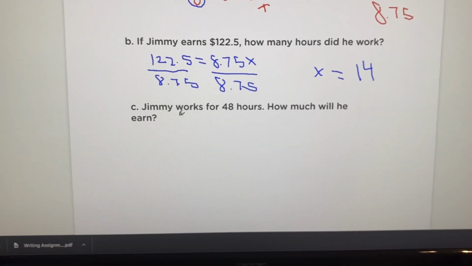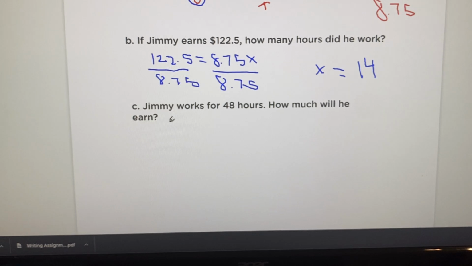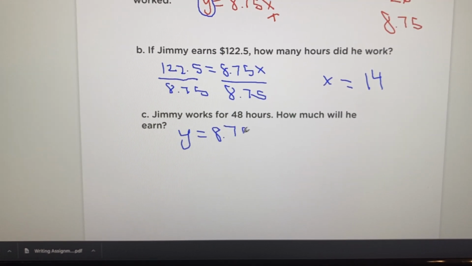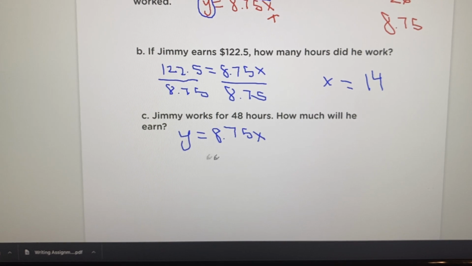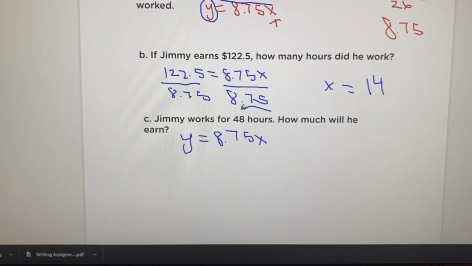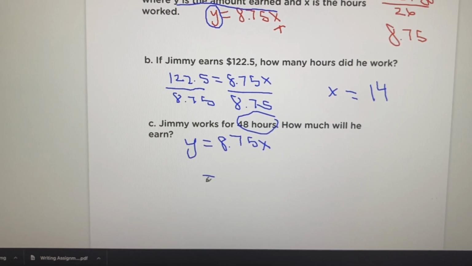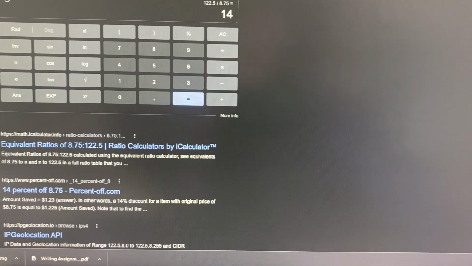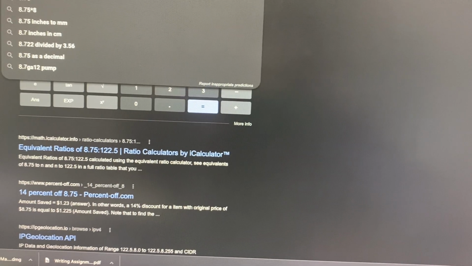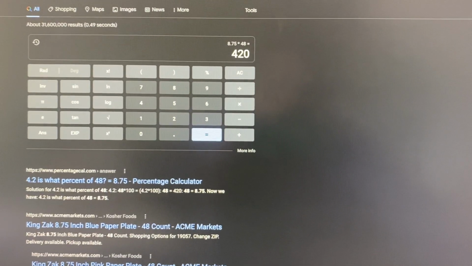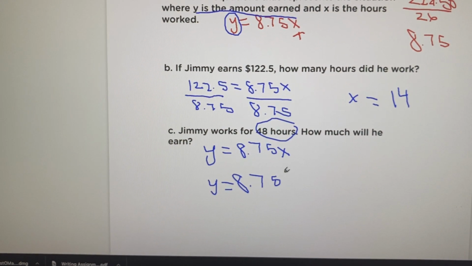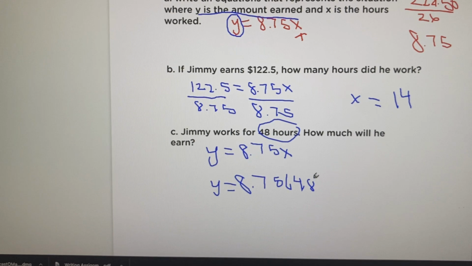All right, and then lastly, Jimmy works for 48 hours. So how much will he earn? We're looking for y. We know that our equation is y equals 8.75x. So x is the number of hours. We know he worked for 48 hours. So what we're going to do is 8.75 times 48. And that's going to tell us that he made $420 working for 48 hours.